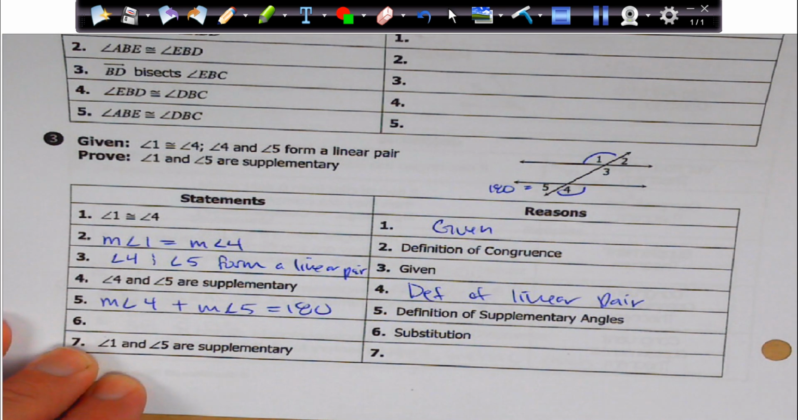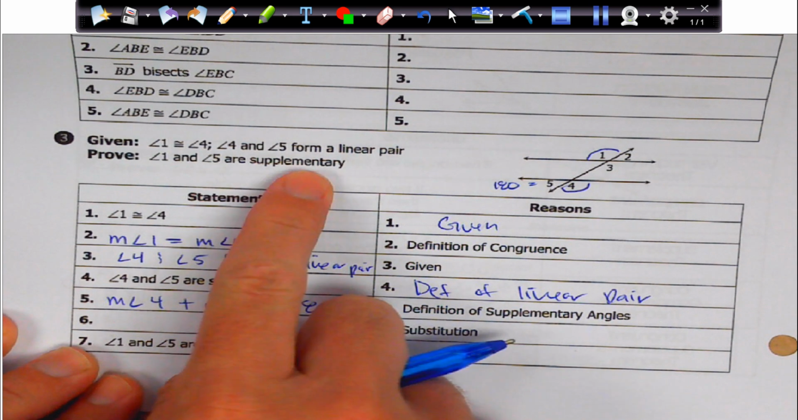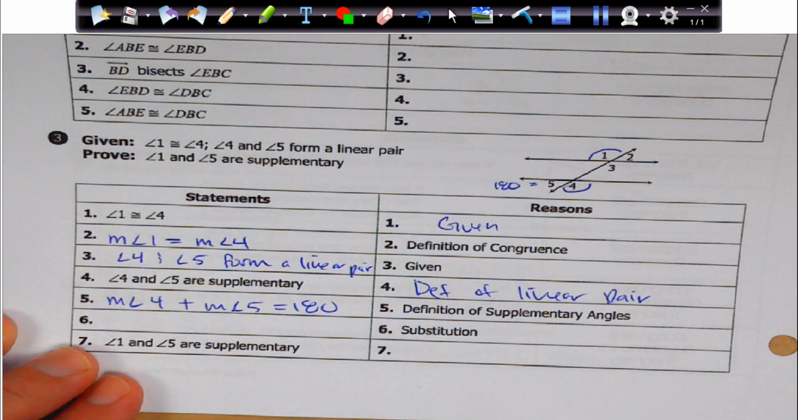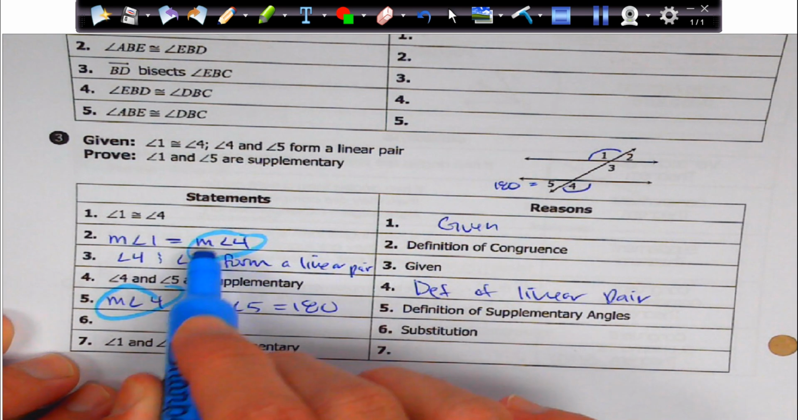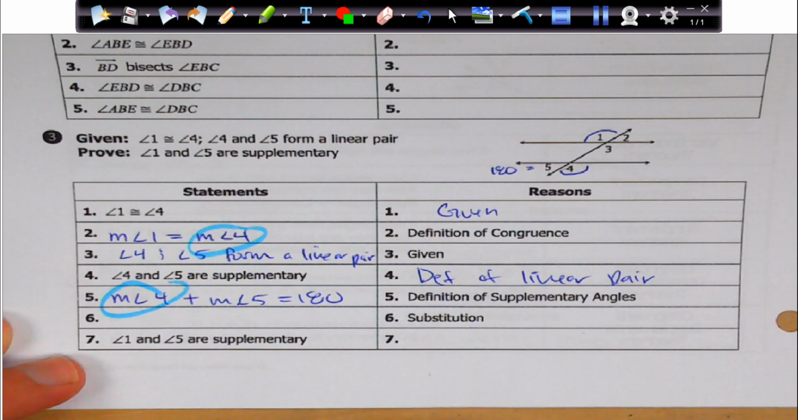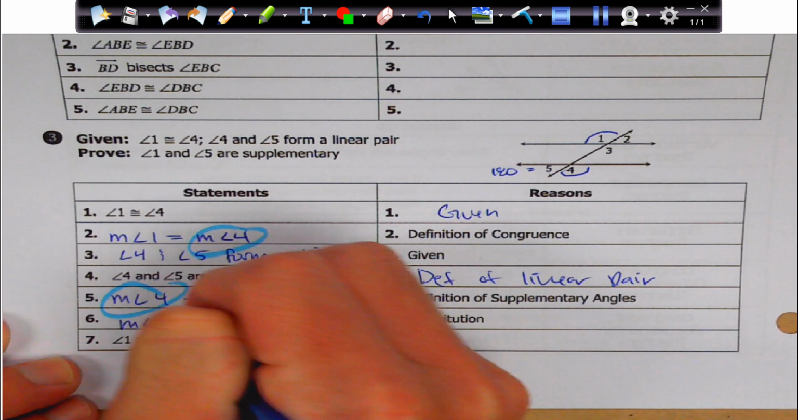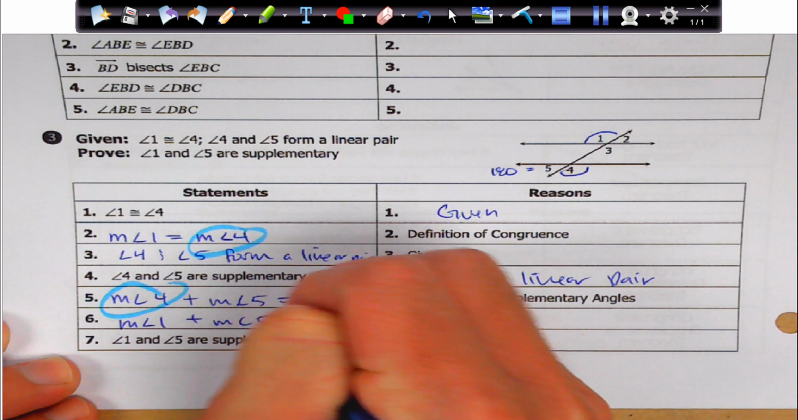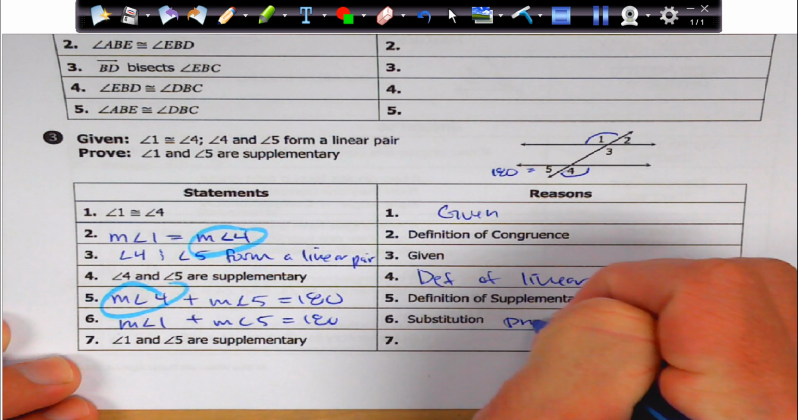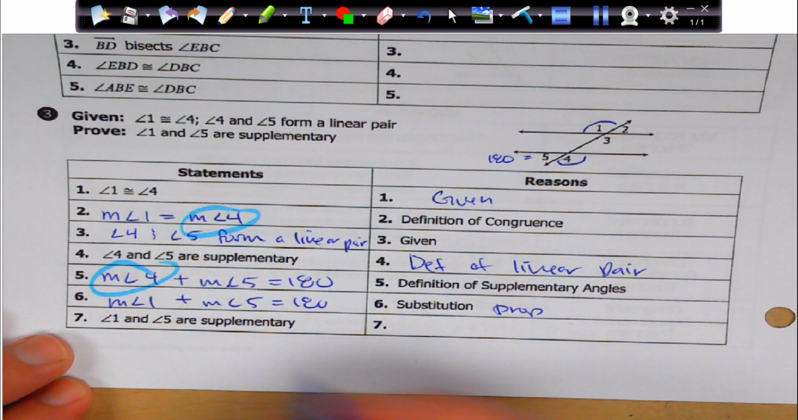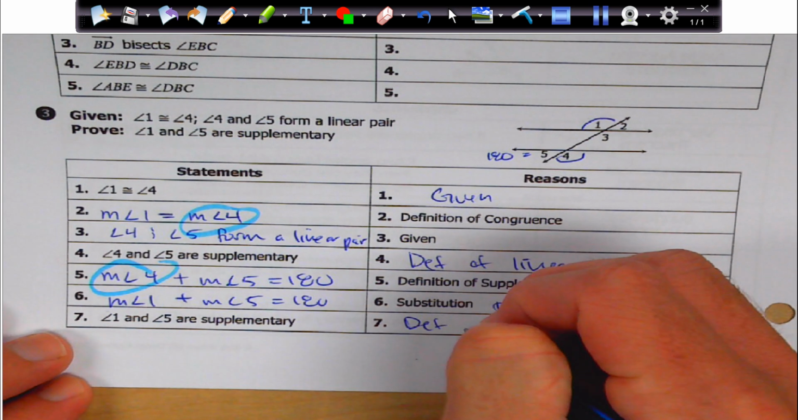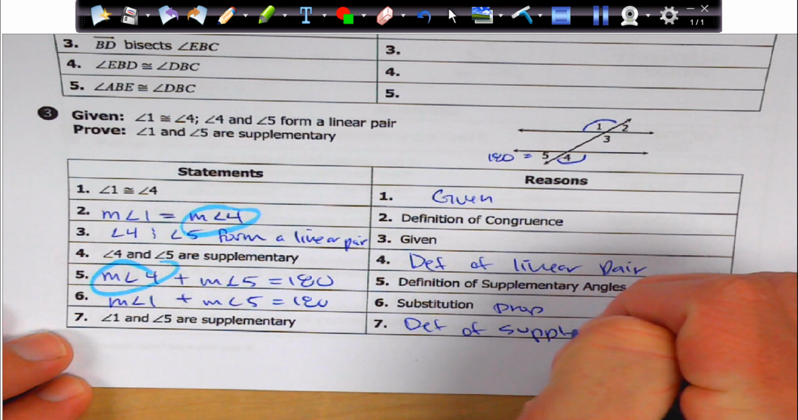And then we're going to substitute. So what do I want to substitute? Again, I want to get 1 and 5 are supplementary. Well, if I take 4, I know what 4 is equal to. 4 is equal to angle 1. So I should be able to just plug in angle 1 here instead. So the measure of angle 1 plus the measure of angle 5 equals 180. And that substitution should say property. And then if they add to 180, that would mean they're supplementary, which is just using the definition of supplementary.